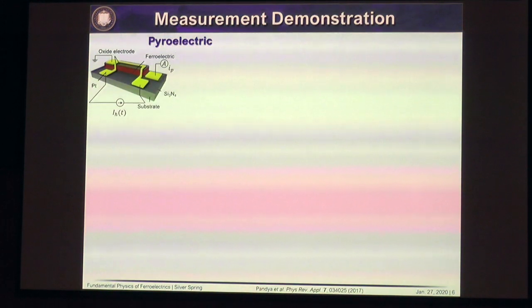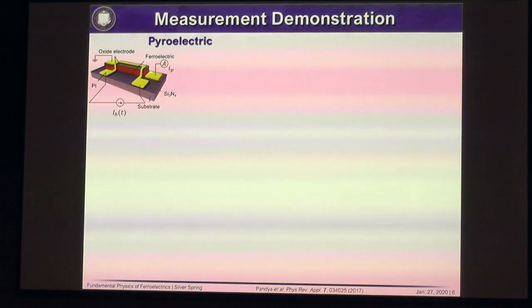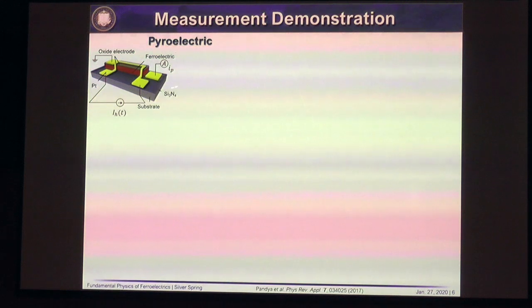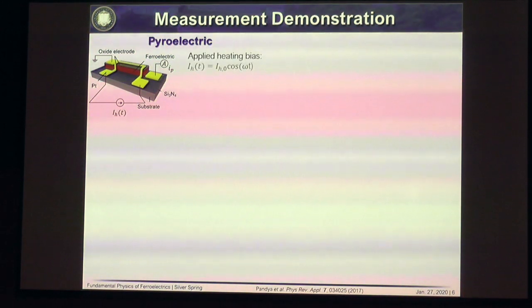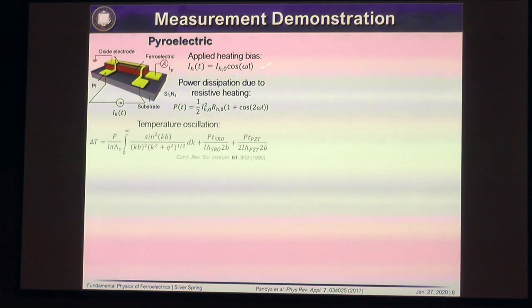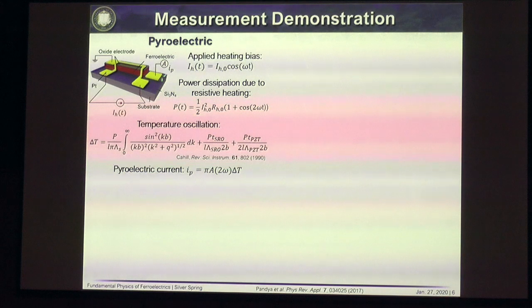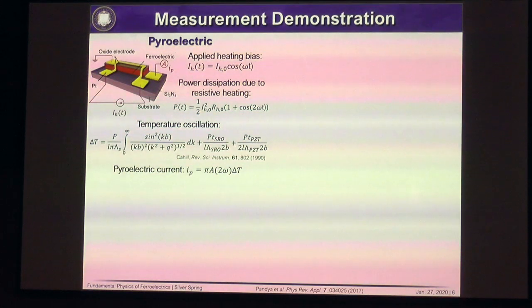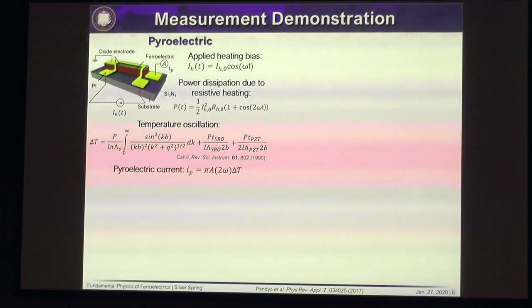So let's start with pyroelectrics. This is the measurement setup here. Same idea: we're going to put some current through this heater line here, and we're going to measure the voltage or the current that flows through the capacitor structure based on this. So we're applying an AC heating bias to the heater line. This is creating a power dissipation and an actual temperature change at 2 omega. So we apply it at omega and we get the power at 2 omega.